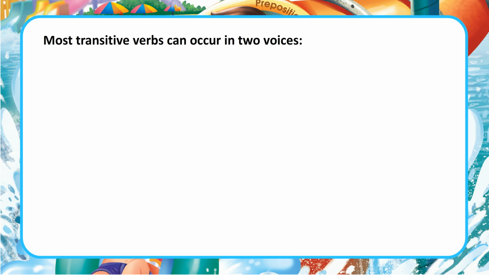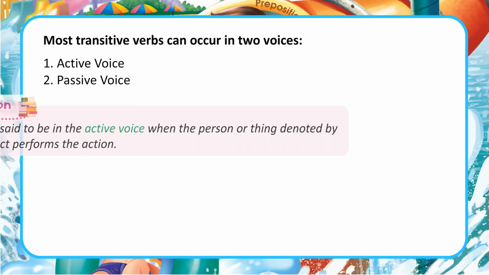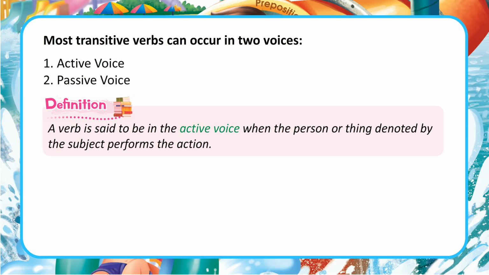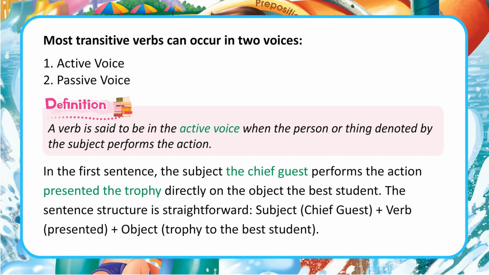Most transitive verbs can occur in two voices. 1. Active voice. 2. Passive voice. Definition. A verb is said to be in the active voice when the person or thing denoted by the subject performs the action. In the first sentence, the subject, the chief guest, performs the action, presented the trophy, directly on the object, the best student. The sentence structure is straightforward: subject, chief guest, plus verb, presented, plus object, trophy to the best student.